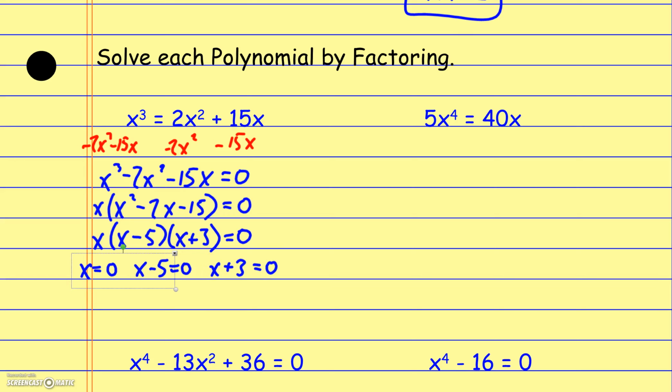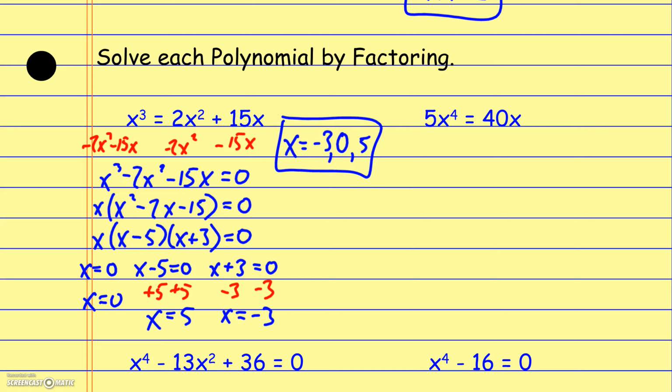And I solve each. This one's already solved, so x equals 0. This next one I just have to add the 5 to each side. And the last one I have to subtract the 3. So I come up with these three answers. So x equals a negative 3, a 0, and a positive 5.